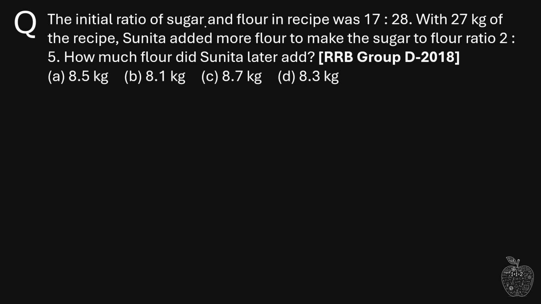The initial ratio of sugar and flour in a recipe was 17:28. With 27 kg of the recipe, Sunita added more flour to make the sugar to flour ratio 2:5. How much flour did Sunita later add?